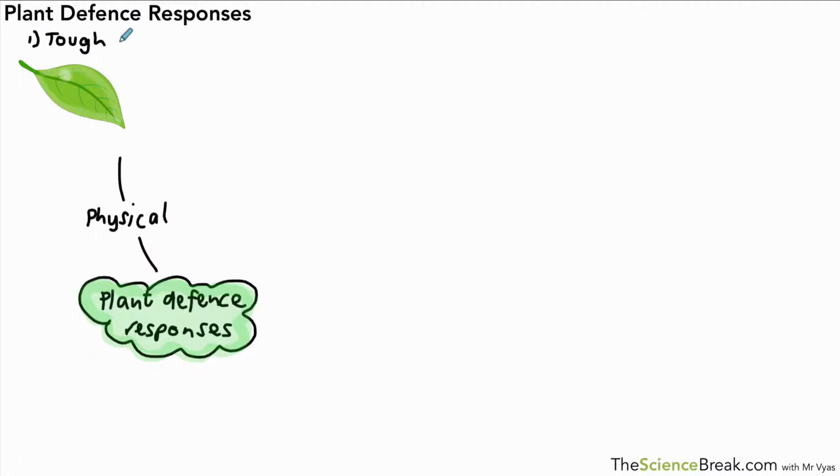The first one is that most plants have a tough waxy cuticle on the leaves. So there you can see on the surface there, it looks a bit shiny, and that's because of this waxy cuticle that also defends against water loss as well.